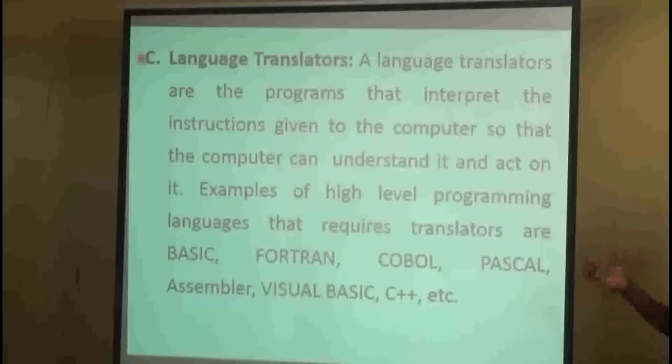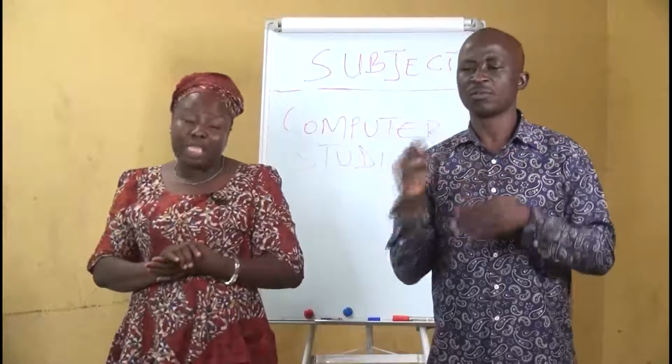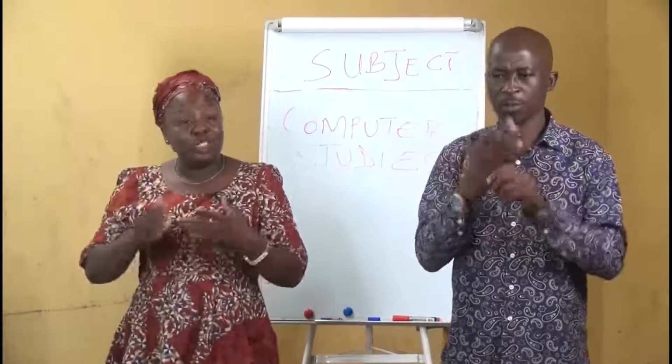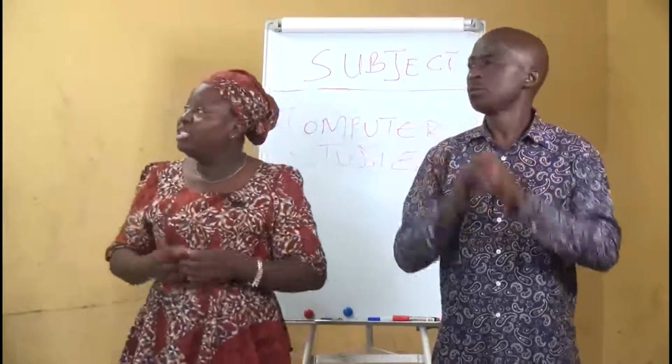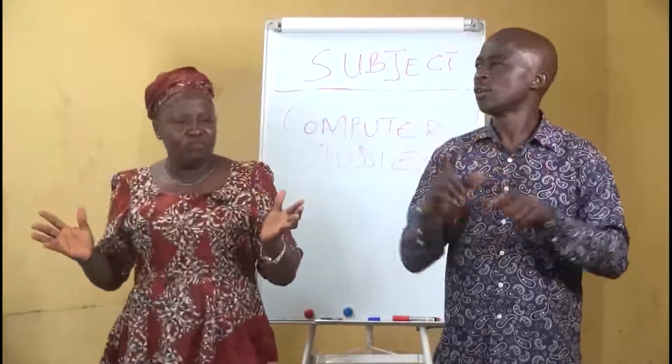Examples of the languages that need to be converted are the high-level languages. High-level languages are Fortran, Basic, COBOL, Pascal, Assembler, Visual Basic, C++, etc. If you now understand the types of languages that need to be converted, let's move to the types of language translators that we have.